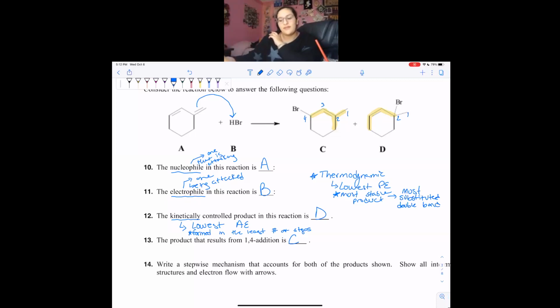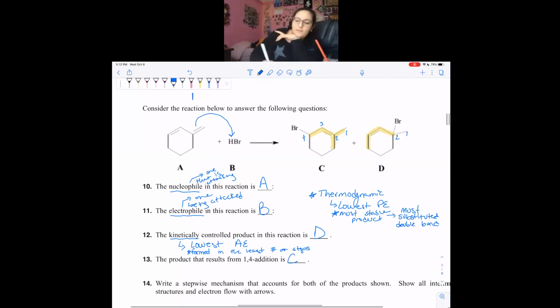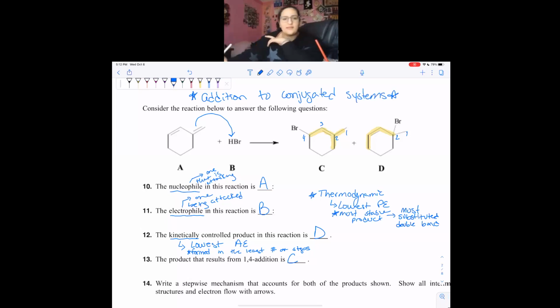And then that's pretty much everything he could ask you about this type of reaction. He could also possibly say, what type of reaction is this? So if he were to ask you what type it is, this is an addition to conjugated systems. I don't know if we talked about that in SI, but just in case he asks you, that's what it is.